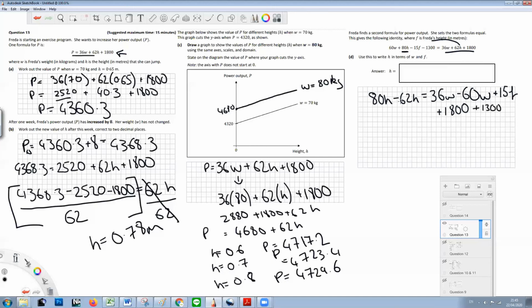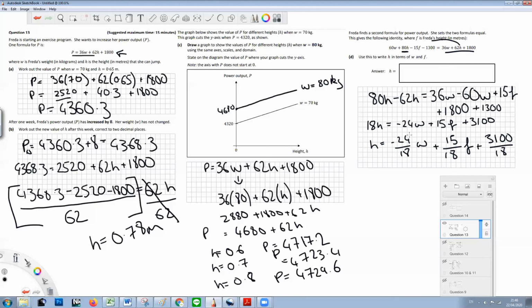So 80H minus 62H is 18H. 36 minus 60 is going to be minus 24W, plus 15F, plus 3100. So then just divide everything by 18. So you're going to get H is equal to minus 24 over 18 W plus 15 over 18 F plus 3100 over 18. There's no need to break it down any further than that. That's fine.